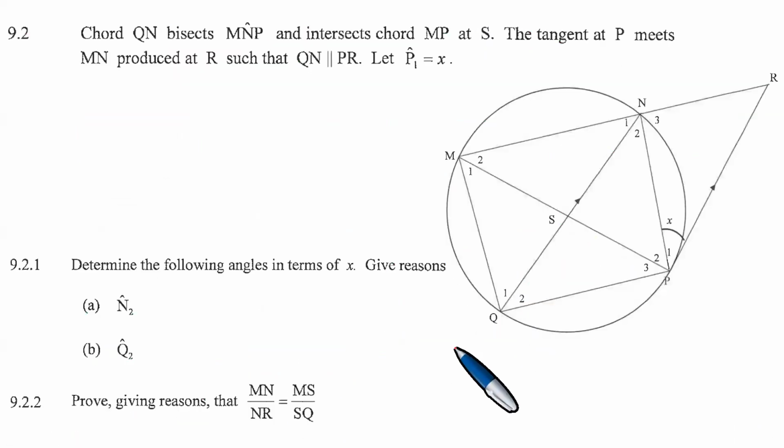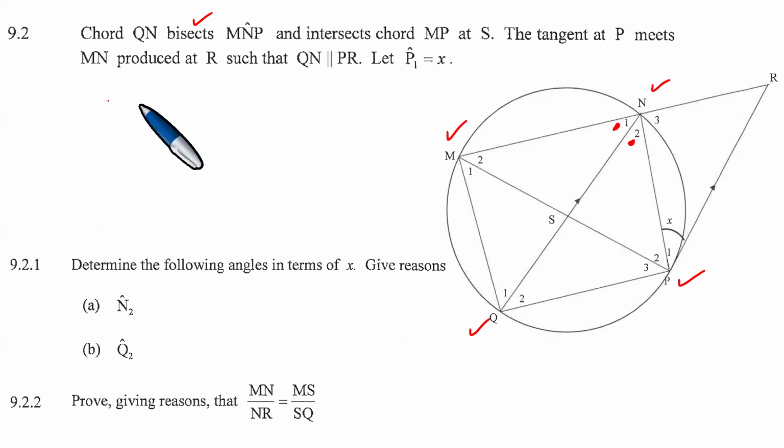There's another question like this that comes most of the time in the syllabus at grade 11 and also at grade 12. Chord QN, here is Q and N, bisects angle MNP. What does it mean to say this chord bisects? It means the chord cuts the angle into two equal parts, since to bisect is to divide into two equal parts. And it intersects chord MP at S.